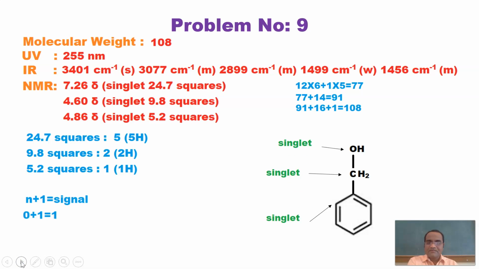And the last signal is a singlet. See, though this carbon has an adjacent OH, a coupling can only occur when there is a carbon there. So there cannot be a coupling when there is another atom rather than carbon.